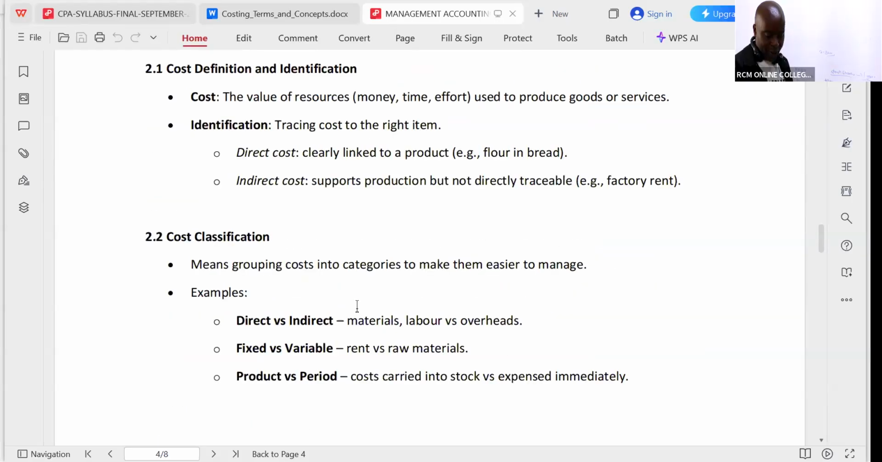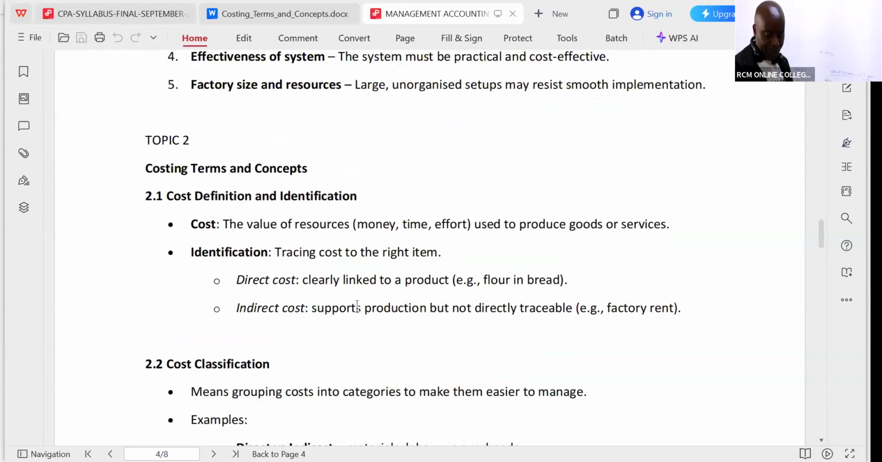So here we are. Topic number 2, cost terms and concepts. I start right away with the definition. Whenever you hear the word cost, ladies and gentlemen, what comes to your mind?